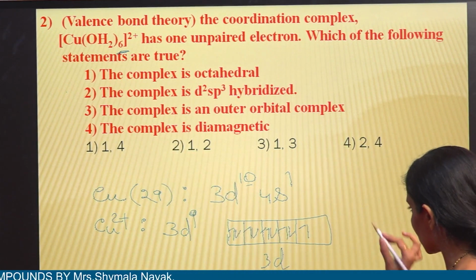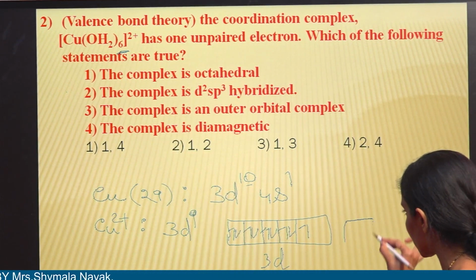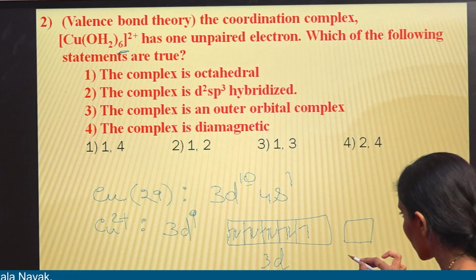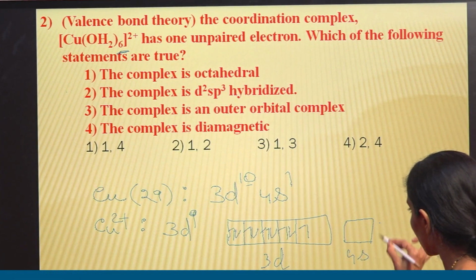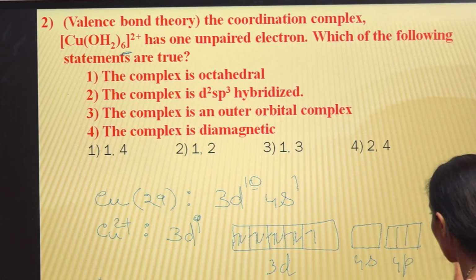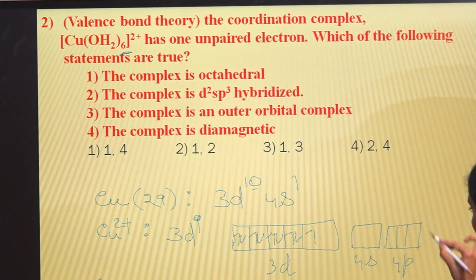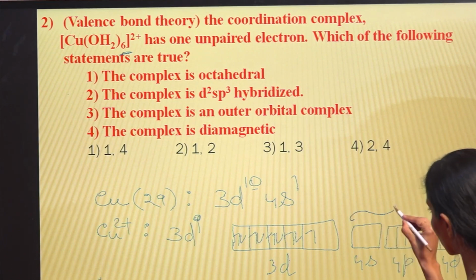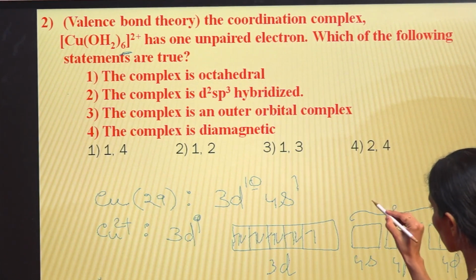So the first 6 vacant orbitals will be what? It will be 4s, then comes 4p, 4 orbitals are over, and I need to take 2 orbitals from 4d. There are 5 actually. I need to use only 2 orbitals from 4d. So that makes it which hybridization?